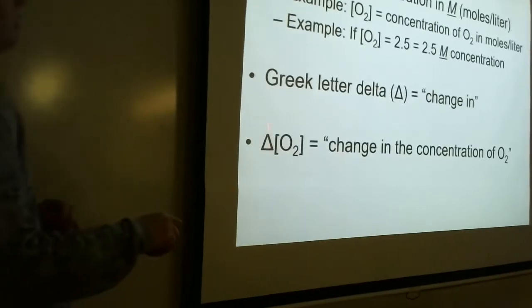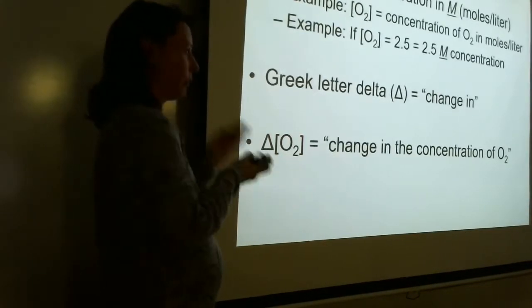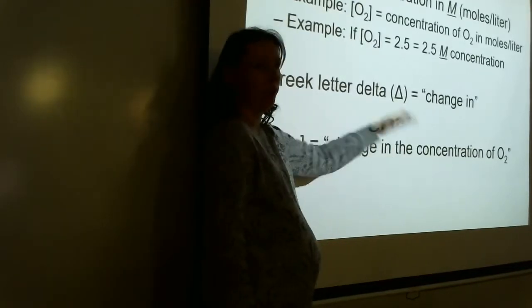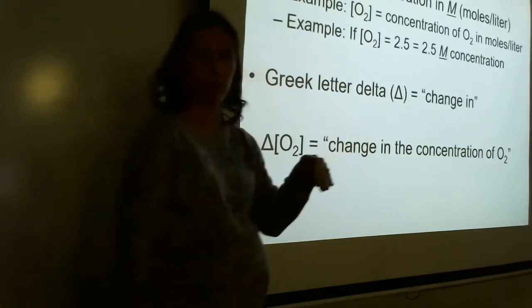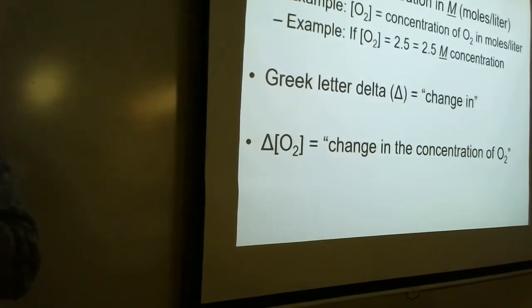And so if I wrote delta brackets O2, what would that mean, putting both of those two terms together? That would mean change in the concentration, right? Final concentration minus initial concentration. So delta brackets means change in concentration. Okay, just introducing some vocab, some symbolism that we'll be using.